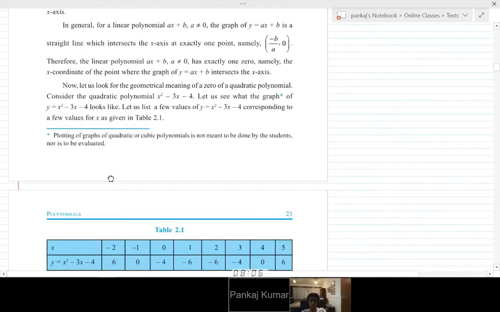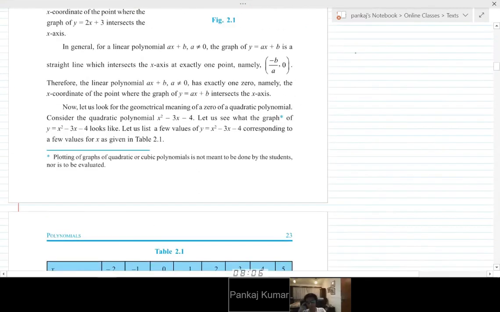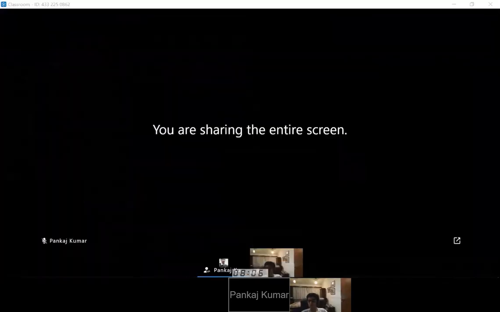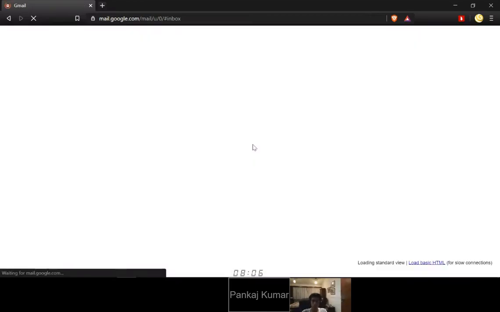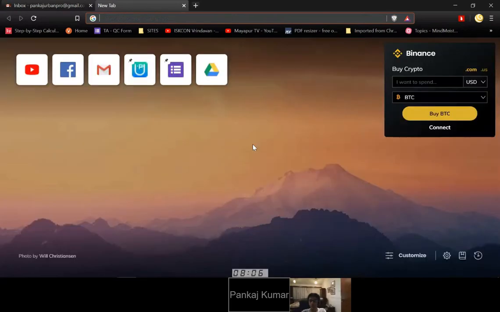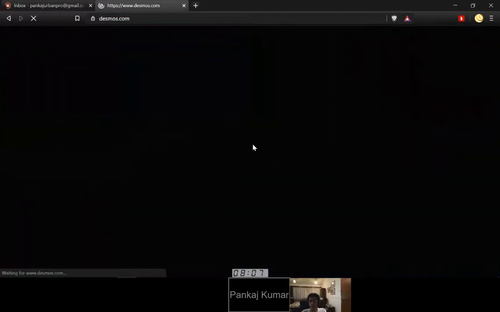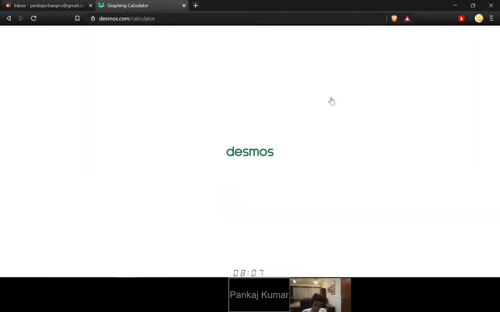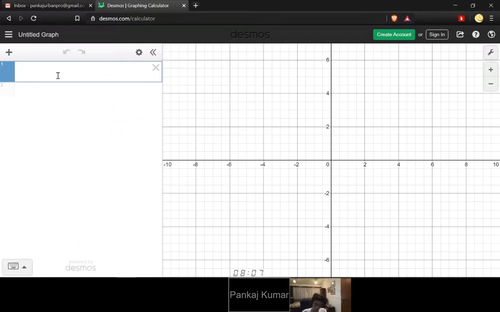So can you try one? You can draw informally the graph of x plus 2. You try on your own first. Just informally, let me know the zero. X is minus 2. Okay. So x is minus 2 and y.